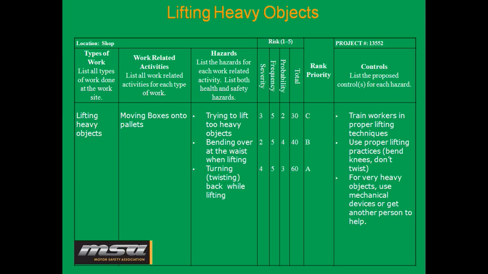So for example, lifting heavy objects, such as moving boxes onto pallets, some of the hazards present could be trying to lift too heavy of an object, bending over at the waist, or while you're turning and twisting your back while lifting. So those are some hazards associated with moving those boxes onto pallets.